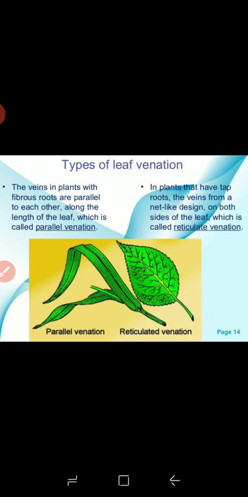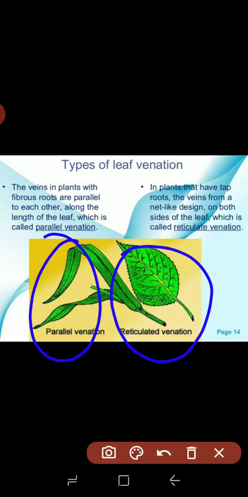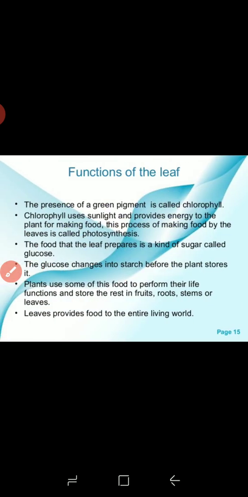Then in plants that have tap roots, the veins form a net-like design on both sides of the leaf, which is called reticulate venation. That means mostly the tap roots have reticulate venation. So this is the parallel venation and this is the reticulate venation. Understood? Now functions of the leaf.